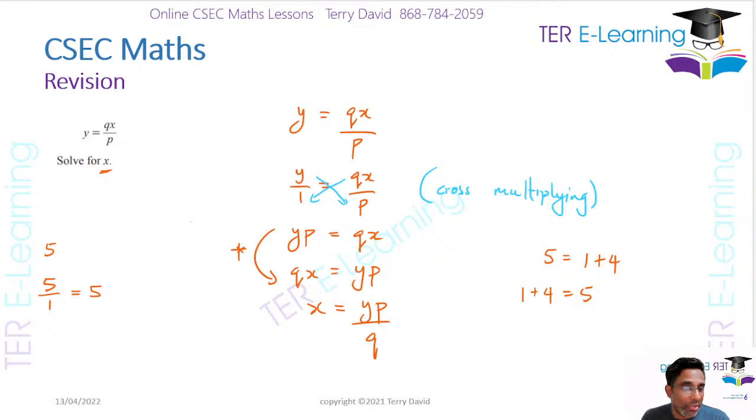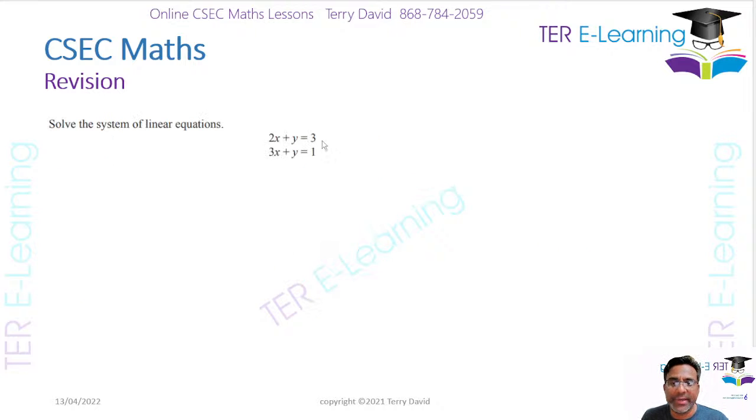Alright, so moving on. I'm just going to do as much as I can this morning here. Solve the system of linear equations, right? So we have a pair of simultaneous equations here. We have 2x plus y is equal to 3 and 3x plus y is equal to 1. Now, whenever you're given a question like this in the exam, please go ahead and label your equations. So that's equation 1 and that's equation 2.